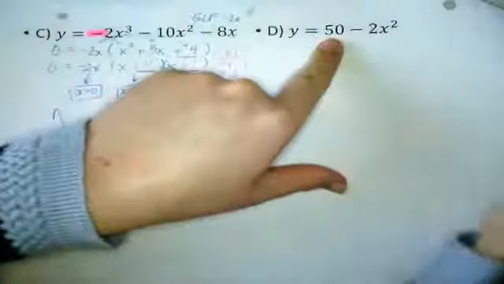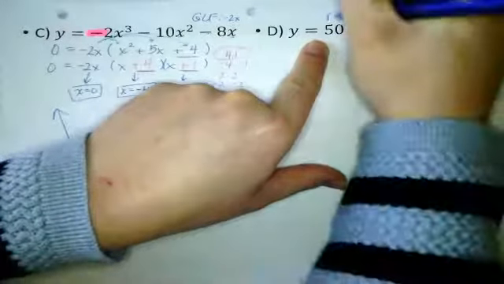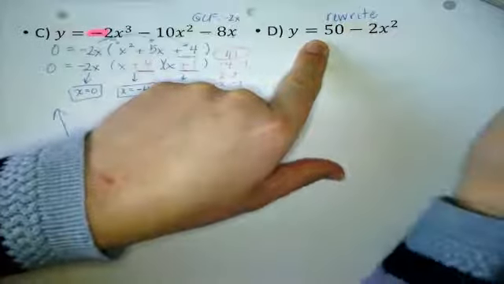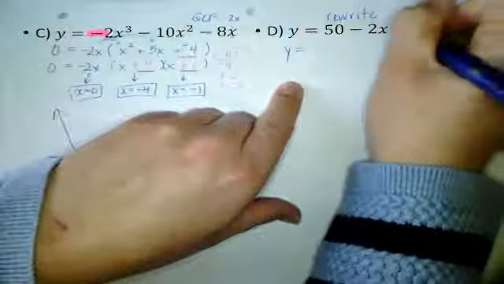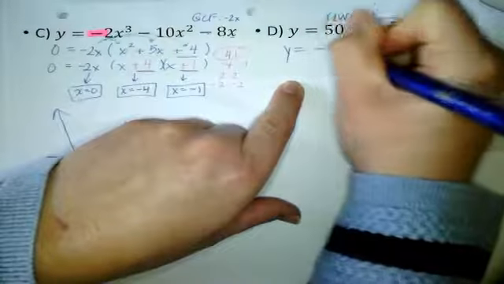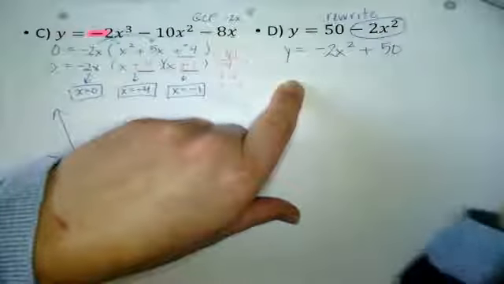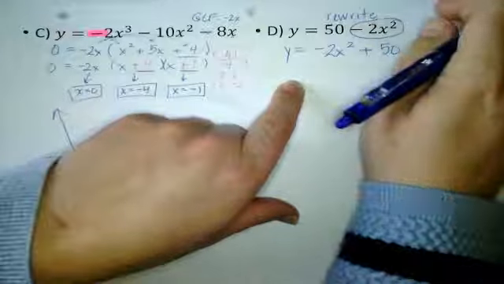Now, here we have a function that is out of order. So I'm going to rewrite this in standard form because it's so much easier when it's in standard form. I'm going to put my leading term in front. So we have negative 2x squared plus 50. And now I'm going to go about the process. So if you see something that's out of order, go ahead and just rearrange it.